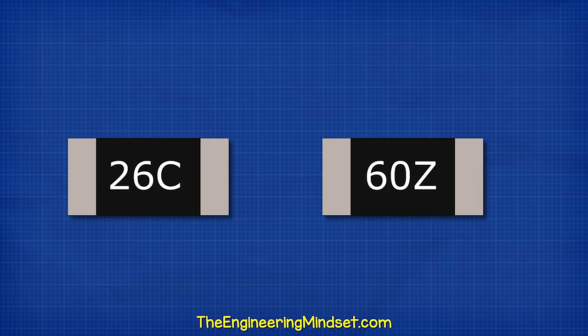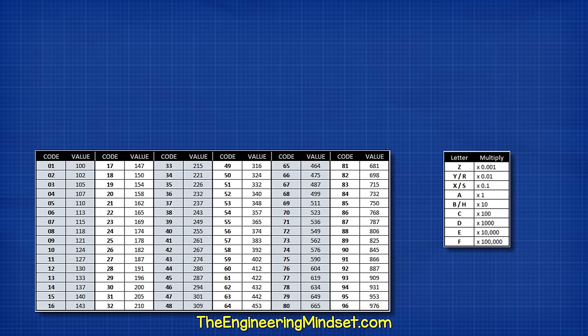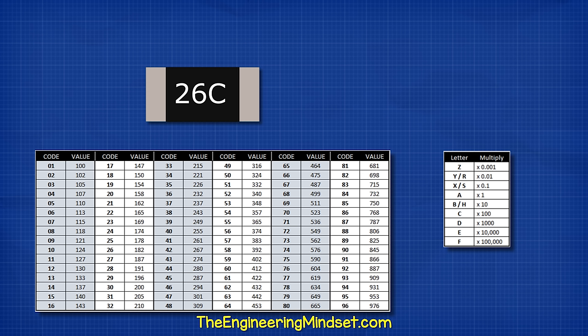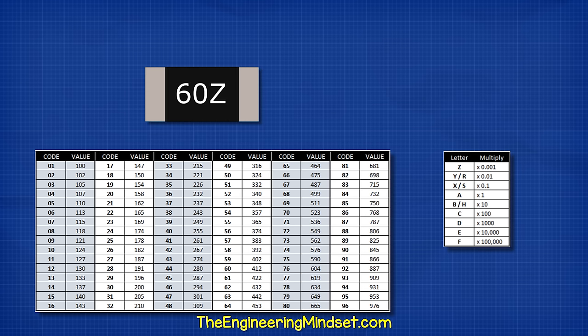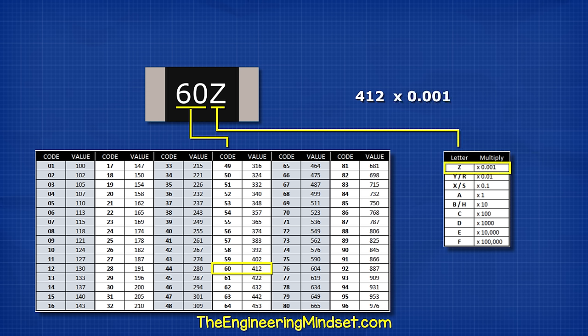We also find 3-digit value versions with letters at the end. We have to look up these values on a table. We start by finding the first 2 values on the chart. In this case, 26, which is 182. And then we find the letter, which is C, and that means multiply it by 100. So this resistor is 18,200 ohms. This one shows 60Z. And so we look up 60, which equals 412, and Z means multiply by 0.001. And so that gives us 0.412 ohms.